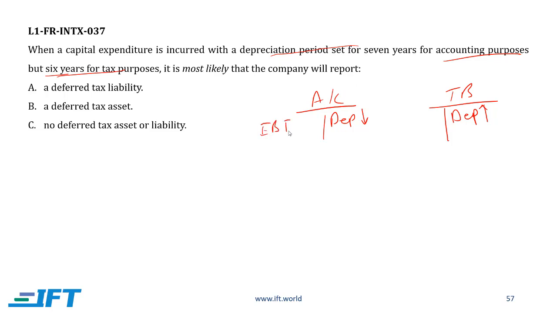EBT would be higher over here, your taxes would be higher. Over here your EBT would be lower, your taxes would be lower. So you are paying lower taxes as compared to what you should be paying. Hence your deferred tax liability or deferred tax asset would be generated. Liability.